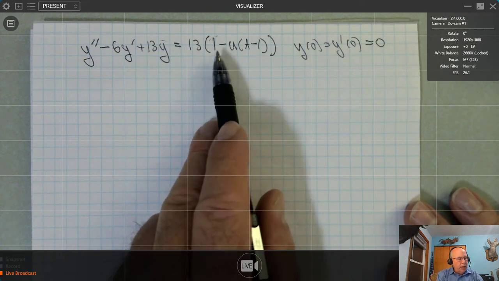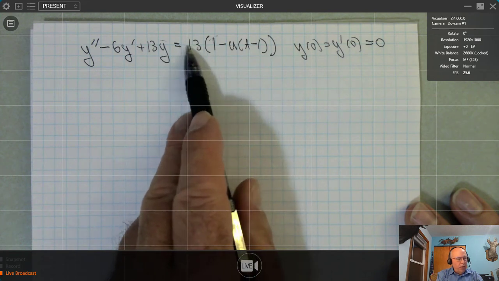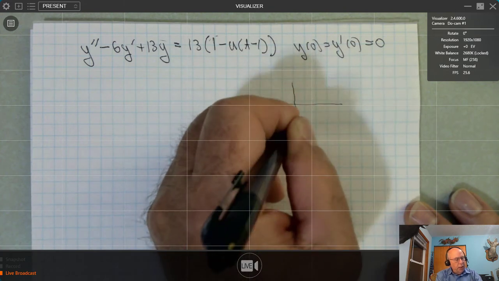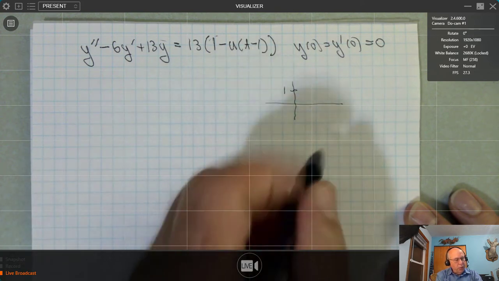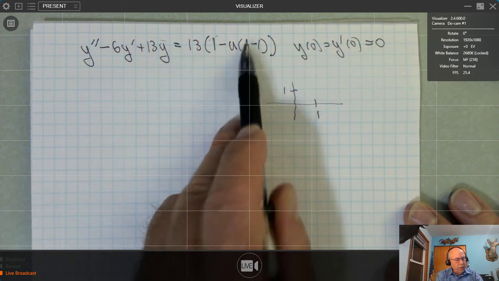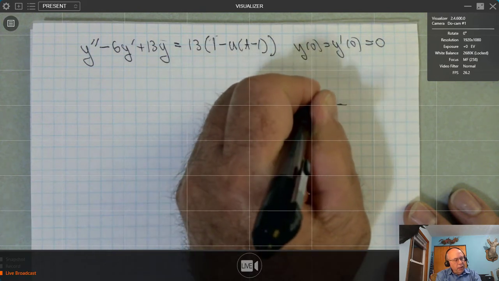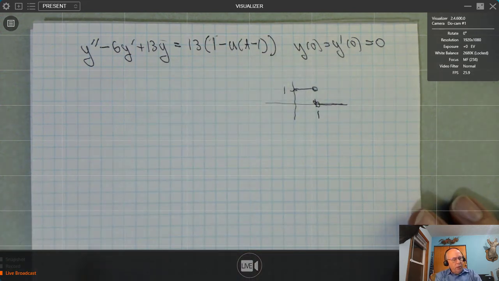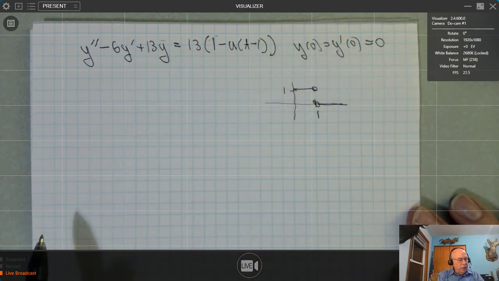Now, this right-hand side is not so terribly complicated, other than the fact that we're multiplying by 13, which only affects the amplitude. What we have is this. This function starts at 1 until you get to time 1. And then at time 1, this one turns on, so you have 1 minus 1 equals 0. So this drops down to 0 at time 1. Also in this case the initial conditions are 0 and 0.